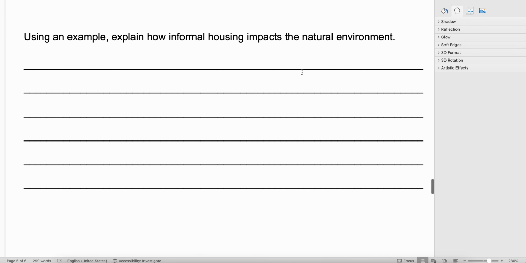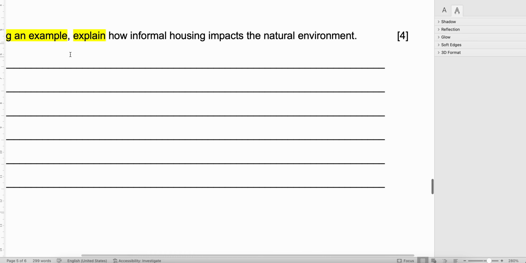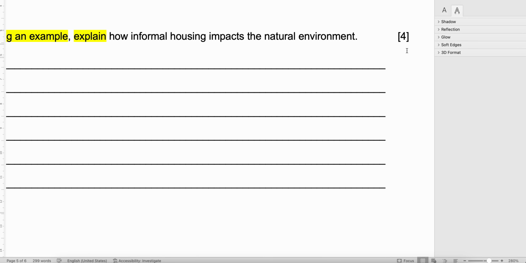Okay, so you must give me a case study from your notes or from your textbook of how it impacts the natural environment. So you've already learned, so you're asked to explain, and you're also asked to give an example. So the use of an example is probably 1 mark. That means it gives you 3 marks for explanation. Okay, so the first mark is to tell me what is informal housing and where are they located and what would they do. That will then lead to impact on the natural environment. Okay, that's the second step already. And then the impact, how does it lead to further impacts on the natural environment? That's the 3rd mark. Okay, and then use an example.